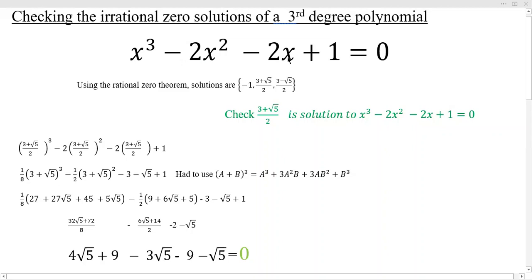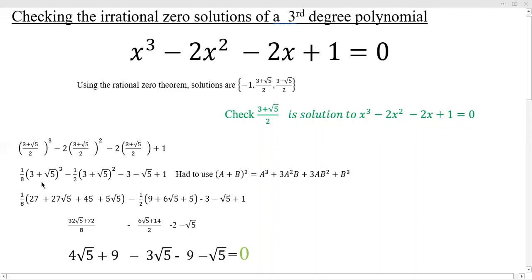So there's three locations where I have to place 3 plus √5/2. And you can see I've done that right here. Okay. 3 plus √5/2 quantity cubed, 3 plus √5/2 quantity squared, and then -2 times 3 plus √5/2. So this first part was just physical substitution. I just physically place it there to get started, and that's the way to start a problem like this.